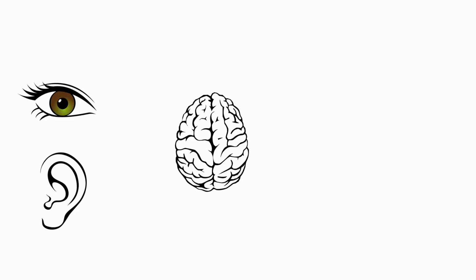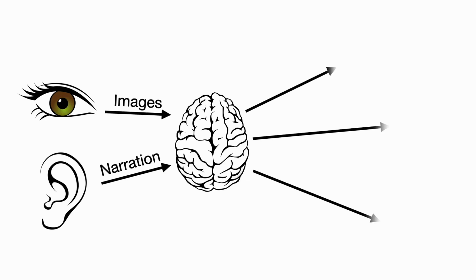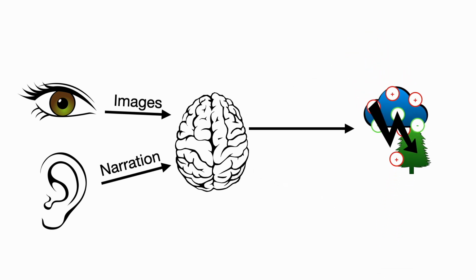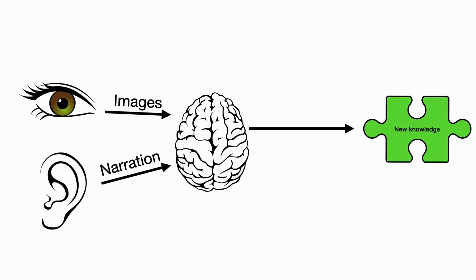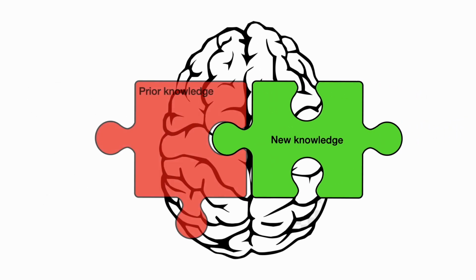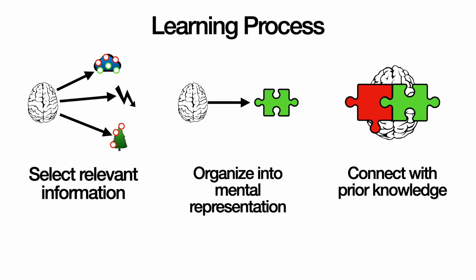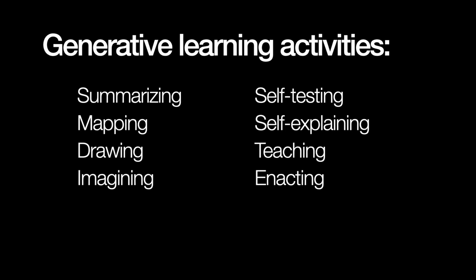As we've discussed in previous videos, learning happens when students are able to select what's relevant from the new information presented to them, mentally organize it into something that makes sense, and integrate it with their prior knowledge. Generative activities are activities that learners do during or after the multimedia lesson to help them do all of this more effectively. There are 8 kinds of generative activities that researchers have looked into, all of which are effective in promoting learning, although some come with important caveats to keep in mind.